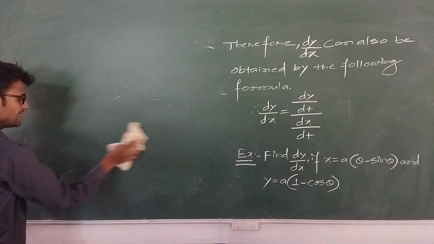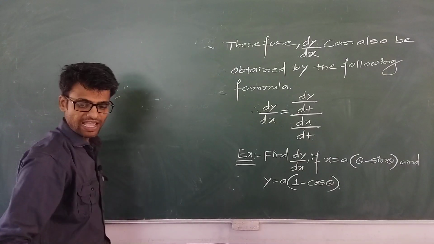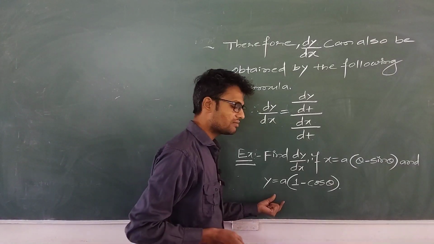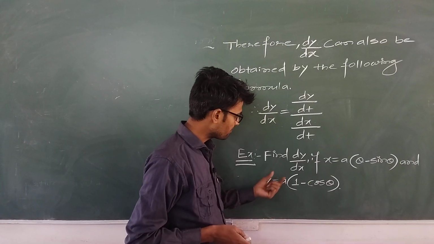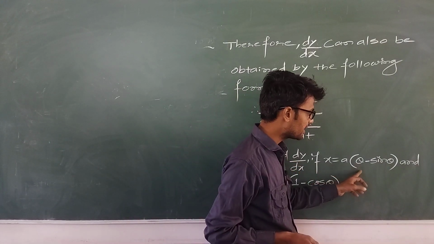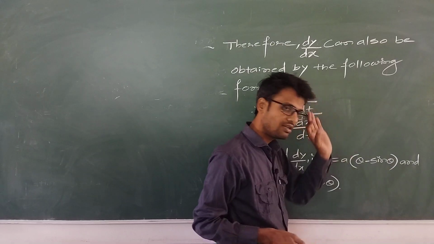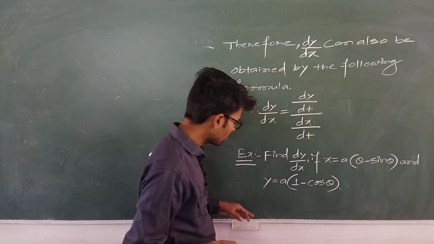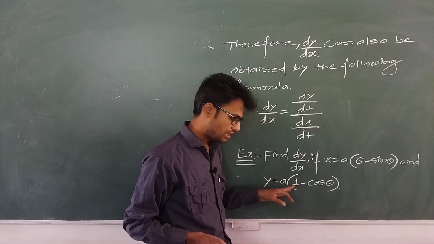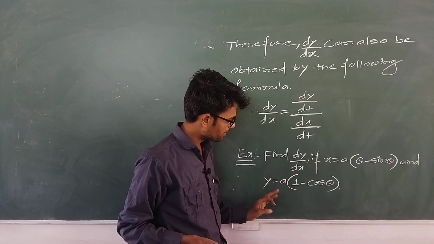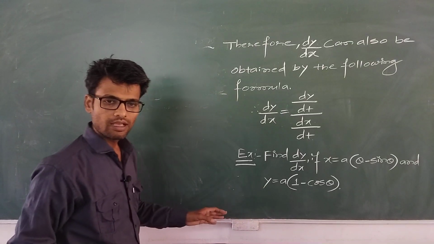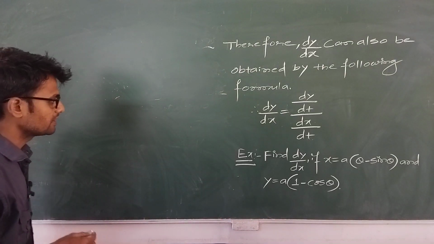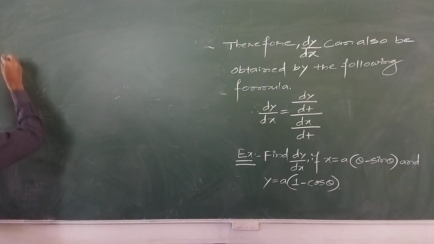See the values of x and y. The values of x and y are given in terms of theta. See the value of x. x is equal to a inside bracket theta minus sin theta. So, theta is a variable here, so theta is the parameter here. And y equal to a inside bracket 1 minus cos theta. So, theta is a variable and we are calling theta as the parameter here. So, I go for the solution of this.